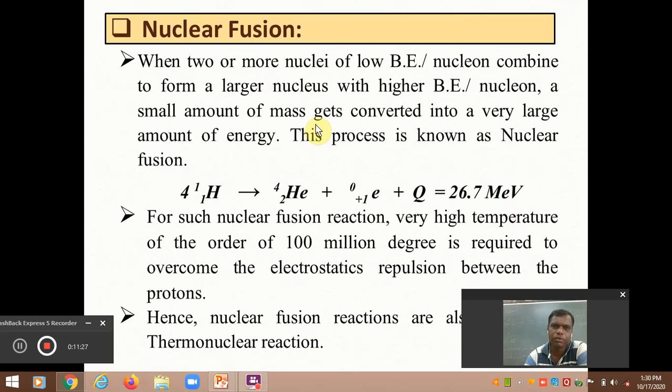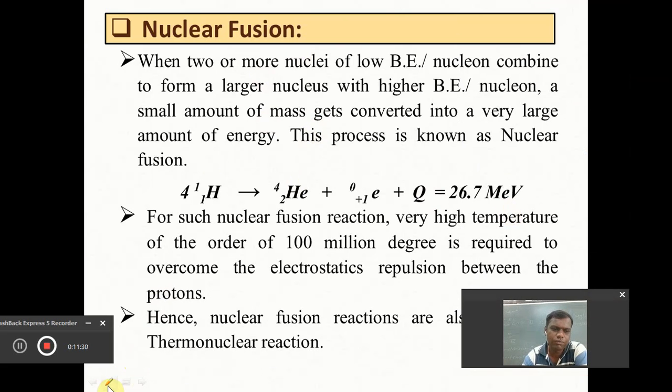that reverse of nuclear fission is called nuclear fusion. So the combination of nuclei is called nuclear fusion. Whenever two or more nuclei of low binding energy per nucleon, it's very important, combine to form a larger nucleus with higher binding energy per nucleon.